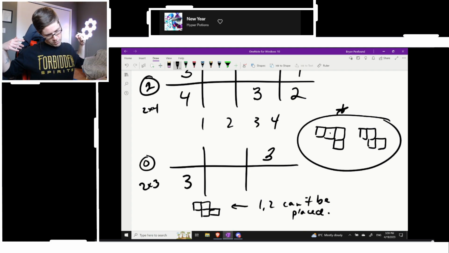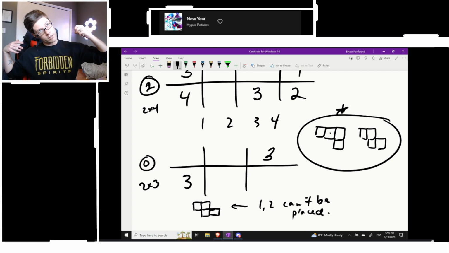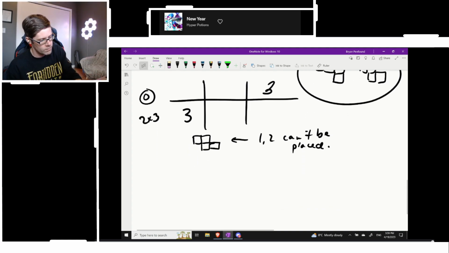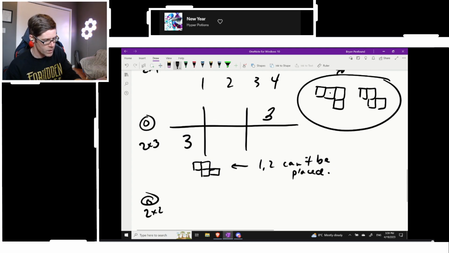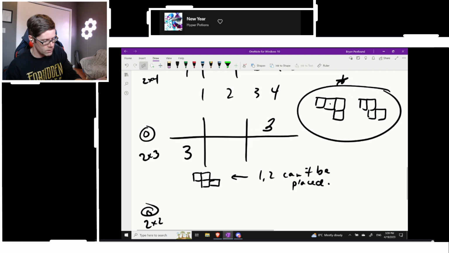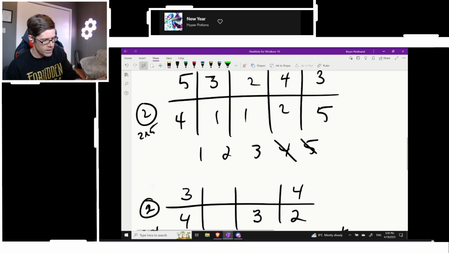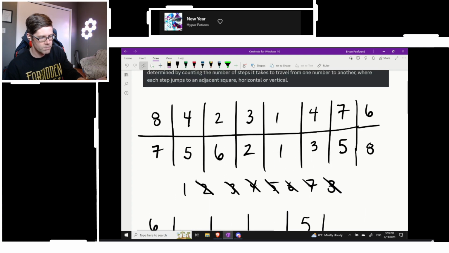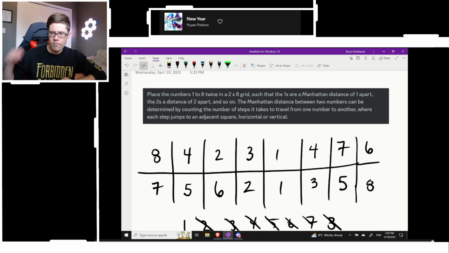Obviously a 2 by 2 won't work, right? Because the 2s have to be in the corners. So the 2 by 2 shouldn't have any solution either. So it's interesting that 6 doesn't work, eh? 6 doesn't work. Have you tried 7? Does 7 work? 2 by 7?